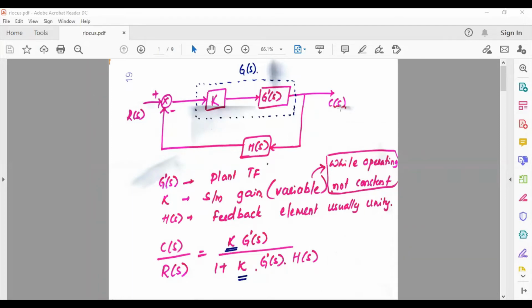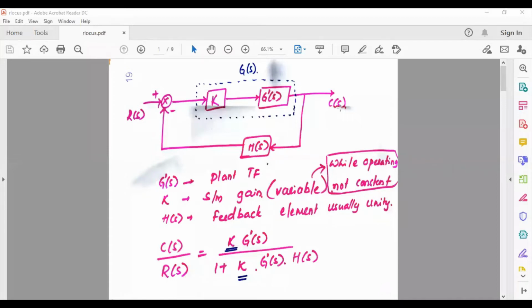Therefore, adding k in the block diagram gives a meaning that the dynamics of the system varies according to the situation, according to the environmental condition. So this k can be varied either manually or automatically. That is the next stage.